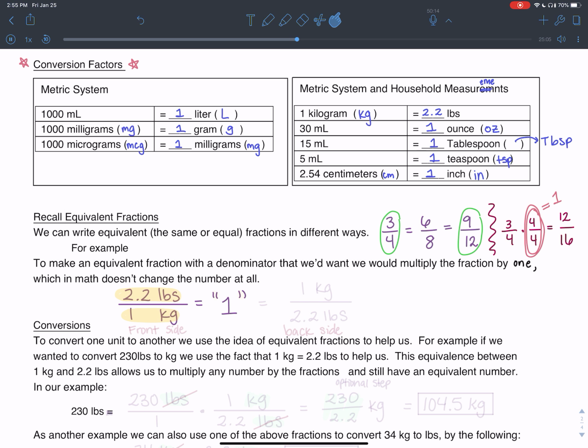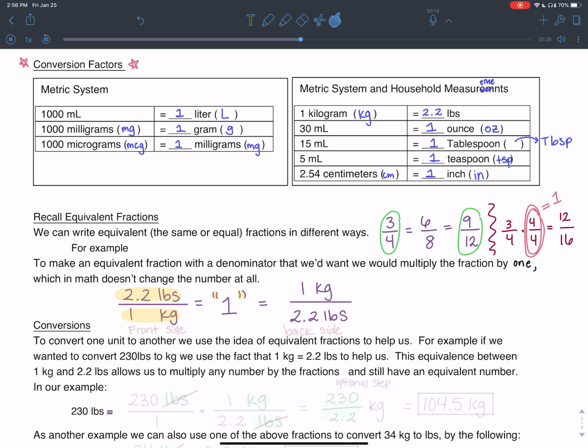So we get, in quotes, 1 when we do this. This is why we're allowed to multiply by this fraction, or equivalently, another fraction we might be able to use is 1 kilogram over 2.2 pounds. What we're using here and what we're going to use in the future is what's called dimensional analysis.